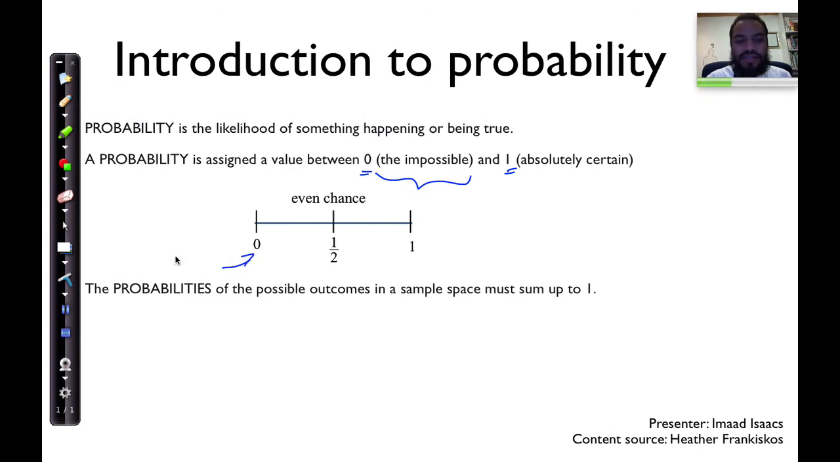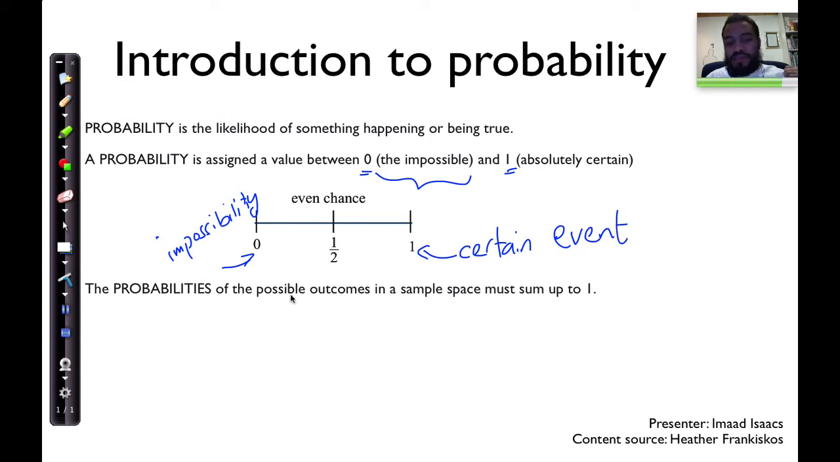Okay, so that occurs over here. Anything assigned a value of 0 is considered an impossibility. And if it is assigned a value of 1, this is what we call a certain event, or a certainty. A certain event. The probabilities of the possible outcomes in what we call a sample space, all the likely or possible things that could happen, must sum up to 1.